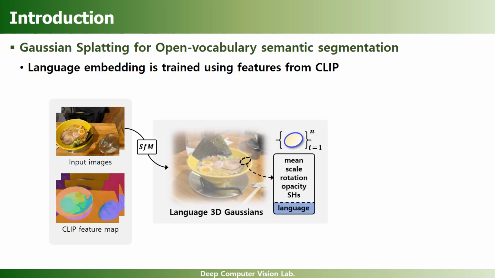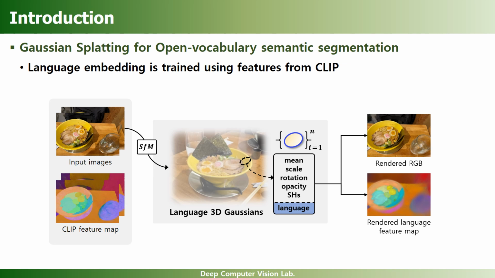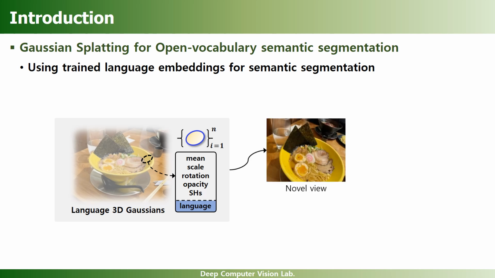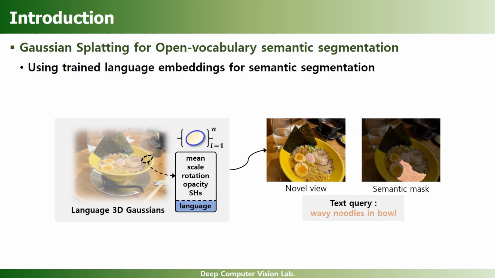To enable open vocabulary capability, Gaussian splatting augments each 3D Gaussian with a language embedding trained from CLIP features extracted from the input images. These embeddings allow rendering of both RGB images and their corresponding language feature maps. Using these trained language embeddings, Gaussian splatting can directly perform open vocabulary 3D semantic segmentation, enabling precise, text-driven scene understanding. For example, given a text query such as "wavy noodles in bowl," it can segment the corresponding region across novel views.